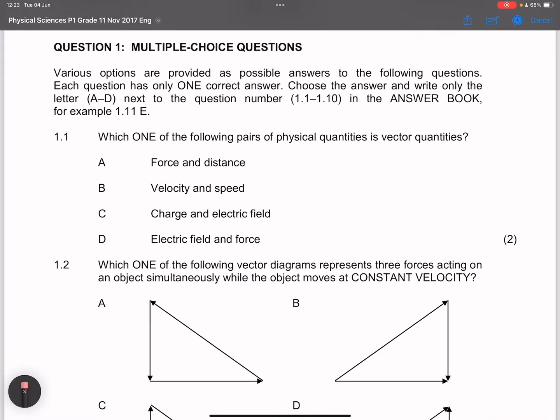So starting with the multiple choice sections, they say which one of the following pairs of physical quantities is vector quantities. Note, it means that both of them need to be vector quantities. Let's look at the first option, force and distance. Distance is not a vector quantity. Velocity and speed. Speed is not a vector quantity. Charge is not a vector quantity. And the last one, they say electrical field, it is a vector, as well as force. So in that case, our answer there should be D. Right, so let's go to the next one.